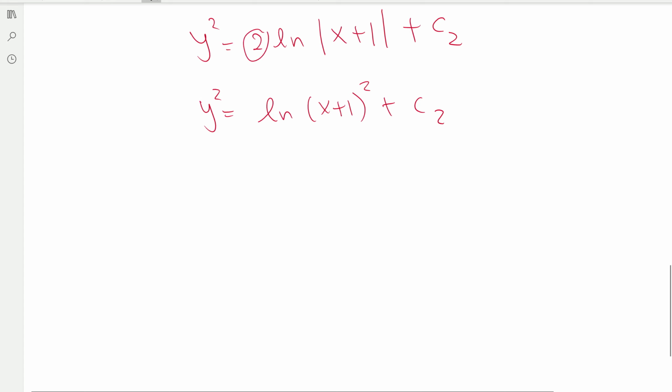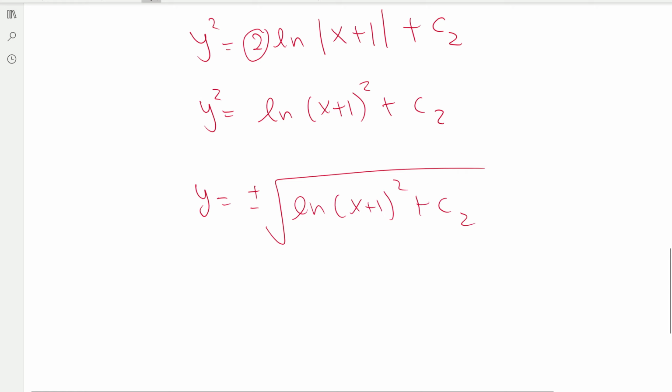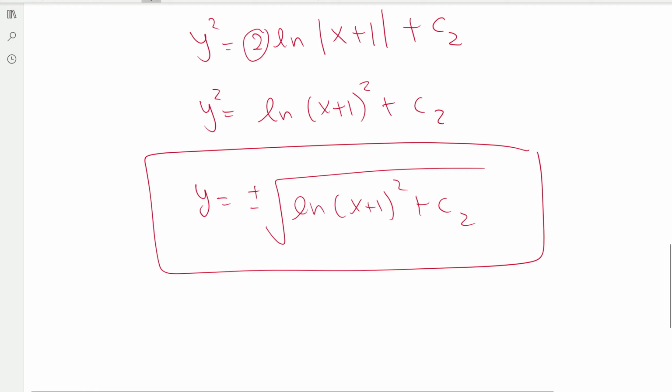We can take this 2 and write it as a power of x plus 1 using logarithmic rules here, okay? Perfect. Then the absolute value goes away because x plus 1 squared is always positive, no matter what x value you have, right? Let's just take the square root. So it's going to be plus or minus the square root of natural log x plus 1 squared plus c2. That's the solution.